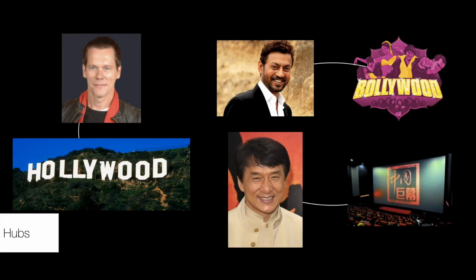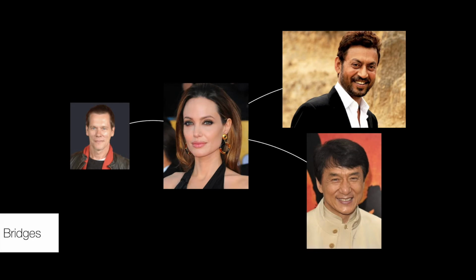So if we talk about hubs in the social network of actors, we can see that there's clearly Kevin Bacon, there's Irfan Khan and Jackie Chan. These are all hubs within their respective neighborhoods or communities of actors: Hollywood, Bollywood, and Chinese cinema. But how do we connect them? They may be connected by bridge actors or bridge nodes.